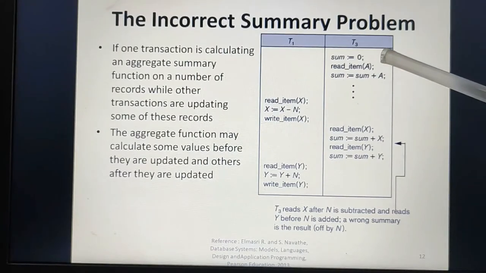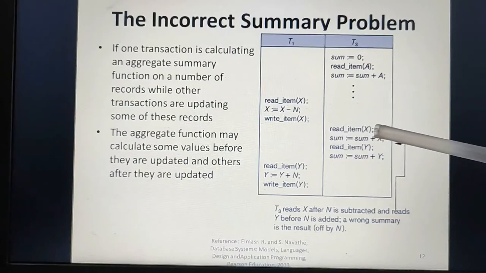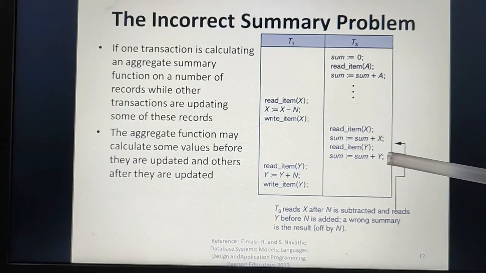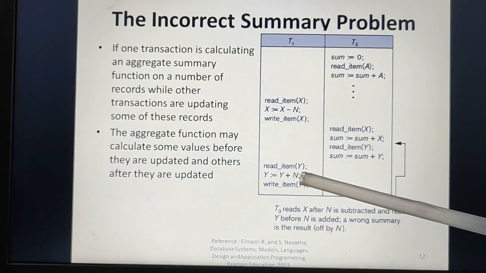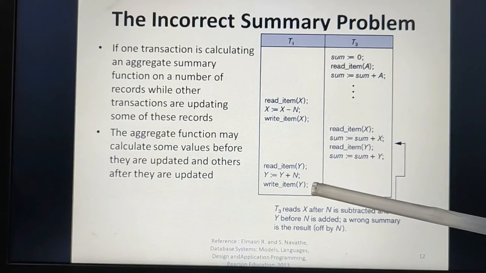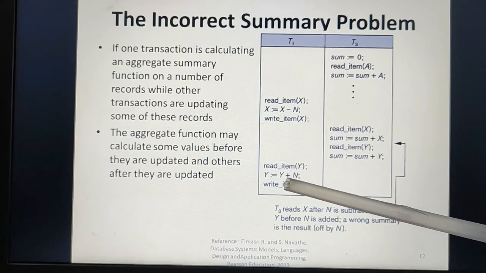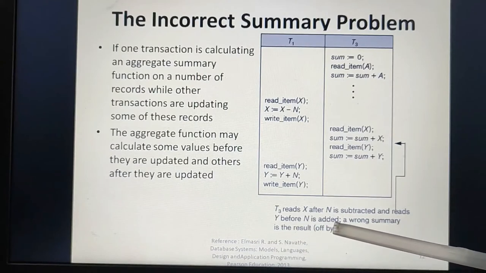See, T3 is doing a sum operation or aggregate function. Initially sum is equal to 0, read A, add A to the sum variable, and it continues. Lastly it reads data item X, adding to the sum variable, then data item Y, adding to the sum variable. In between, a quantity N will be subtracted from X and will be added to Y. But in the sum, only the subtraction is reflected, because Y is read before the addition of N to Y. That is, T3 reads X after N is subtracted and reads Y before N is added.